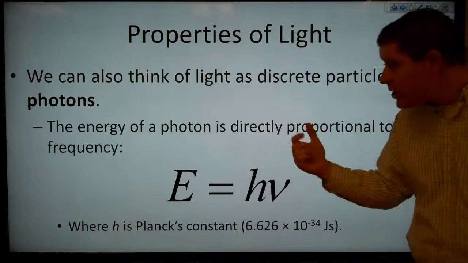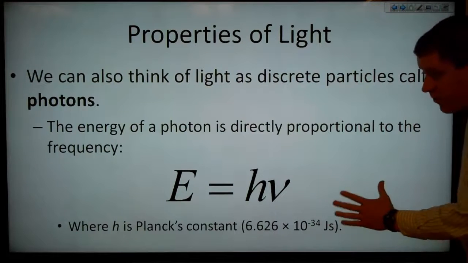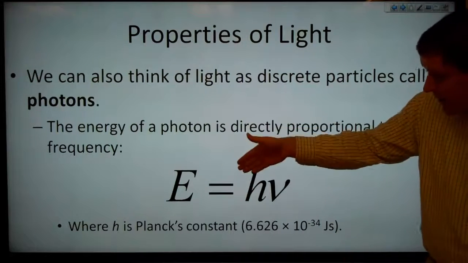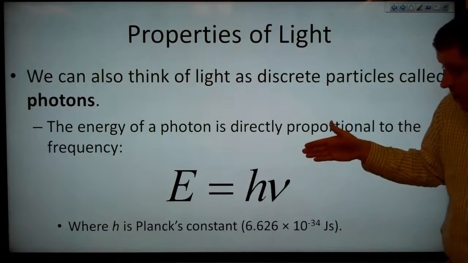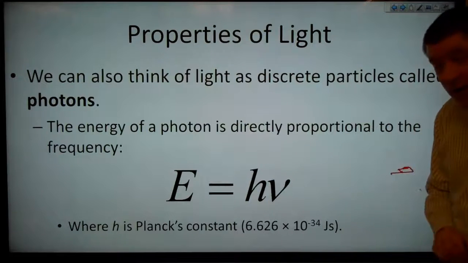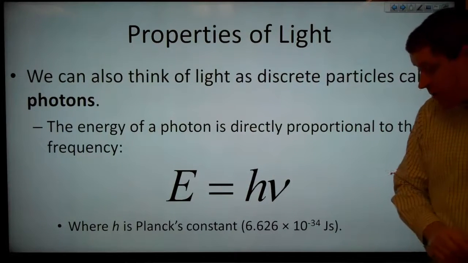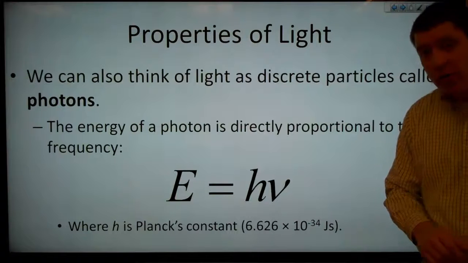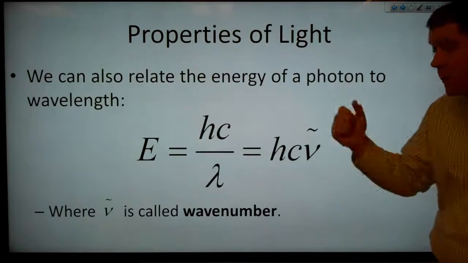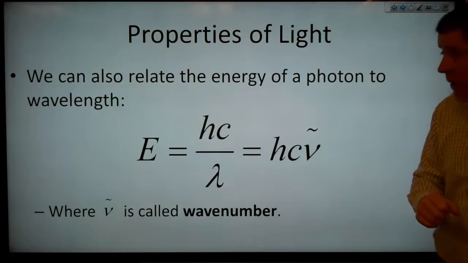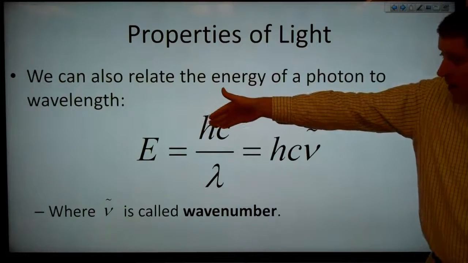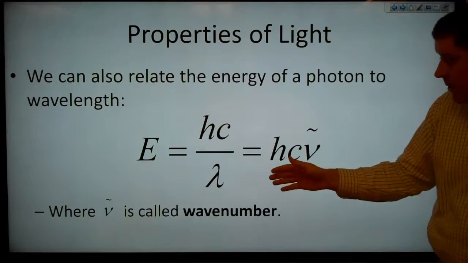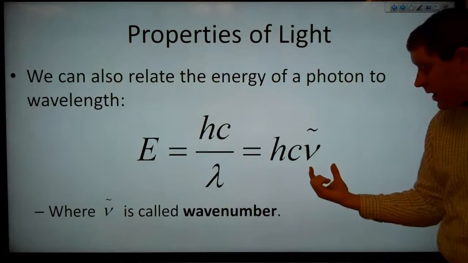and the energy of a photon is directly proportional to the frequency, so energy is equal to h nu, where nu is the frequency and h is Planck's constant, which has the value of 6.626 times 10 to the minus 34 joule seconds. And we can also relate the energy of a photon to its wavelength then. So E equals hc over lambda, which is hc times nu tilde.